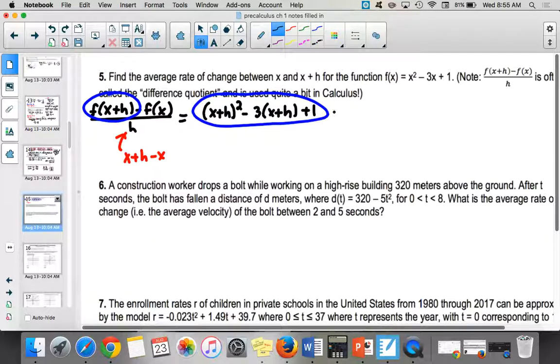Then we do minus f of x. Well, f of x is just the x squared minus 3x plus 1. So the biggest mistake people will make is they'll forget parentheses around that because we're subtracting out that entire function, right? We need parentheses around there. So that was this part.